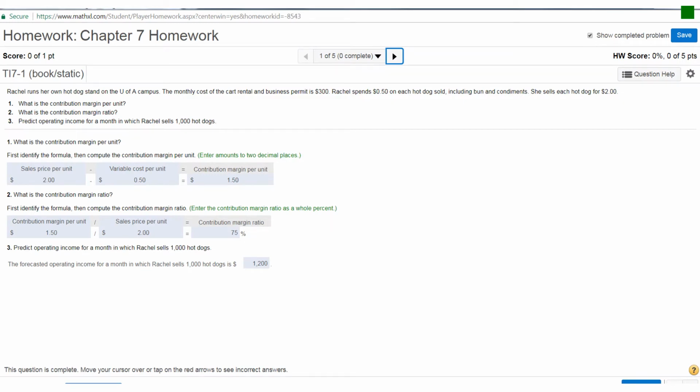Okay, this is chapter 7, homework problem number 1. We have Rachel runs her own dog stand on the U of A campus. It says that the monthly cost of the cart rental and business permit, I'm going to circle this one, is $300. So guys, that would be known as a fixed cost right there. So the $300 is fixed.